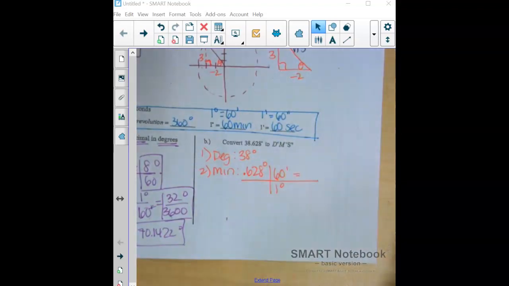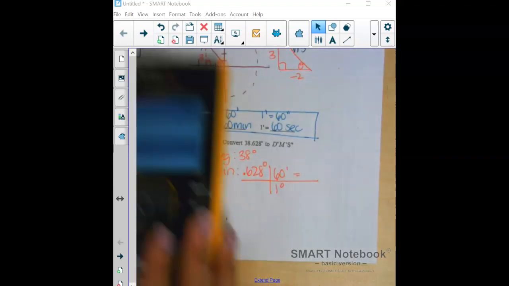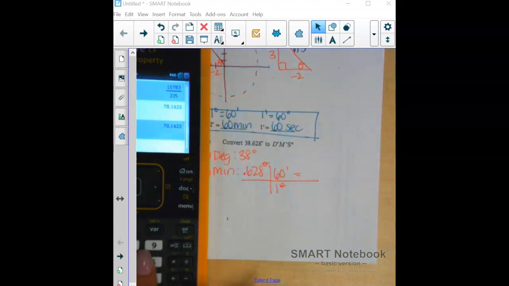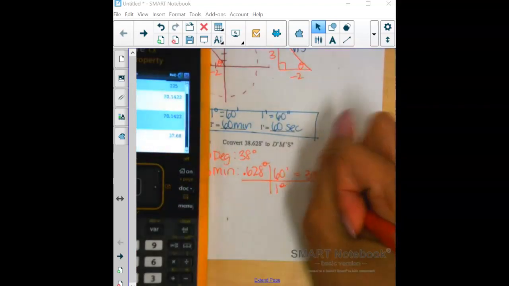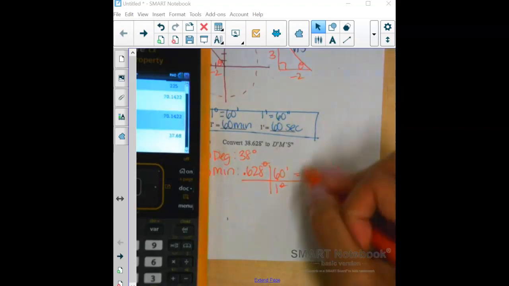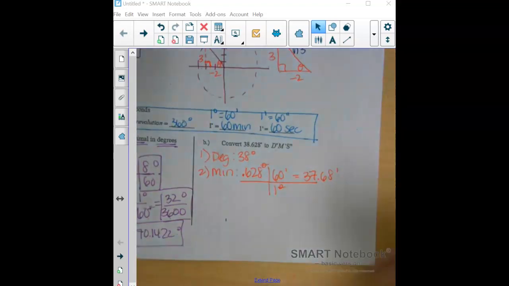For this one, we can actually use a calculator because we're not going to divide it yet. So I'm going to do, these degrees cancel, 0.628 times 60. That's going to give me 37.68 minutes. I only need the 37 from this. This is in minutes, right? I only need the 37 from this. That's the number of minutes that I'm going to have.